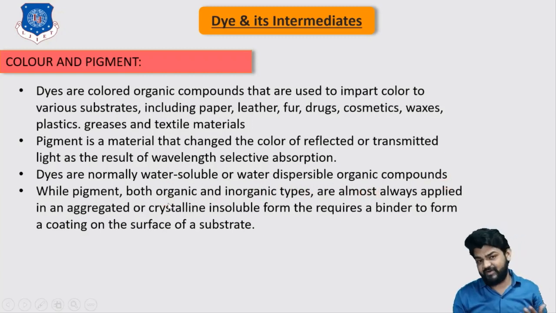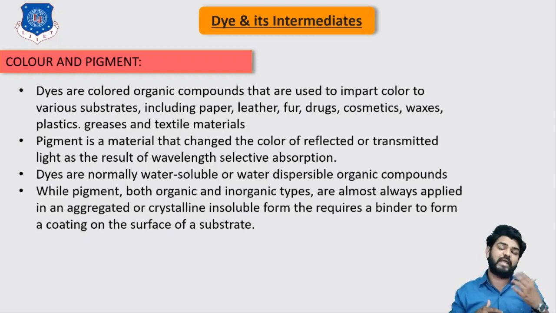Then dyes are basically normally water soluble or water dispersible organic compounds, right? So basically dyes are generally referred to as water soluble compounds, while pigments, both organic and inorganic types, are almost always applied in aggregated or crystalline insoluble form. They require a binder to form a coating on the surface of a substance. So basically these pigments are generally not water soluble compounds. They require one more medium that we call the solvent or the thinner.